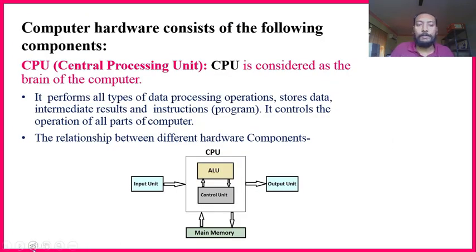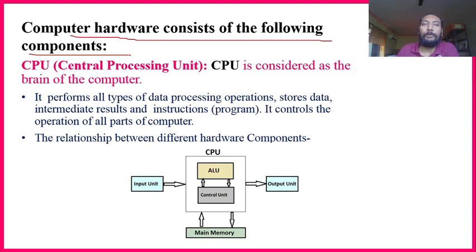Now, very important part here. Please be concentrated. This is very, very important. CPU. The computer hardware consists of the following components. Now we'll be talking about hardware. What are the hardware things? Hardware means what you can touch, what you can experience, what you can feel. So the CPU is also known as one of the hardware.